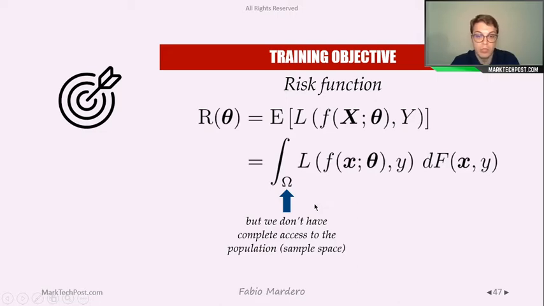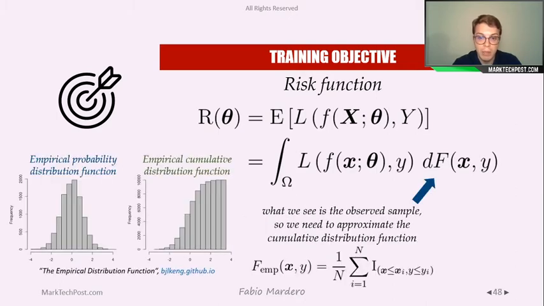But we do not have the complete access to the population, to the sample space. We are building the machine learning model because we do not have that access. So we need to approximate that risk function in order to be able to train the machine learning model. And this can be done by introducing what will be called the empirical risk function.